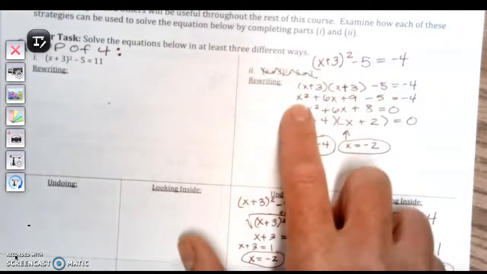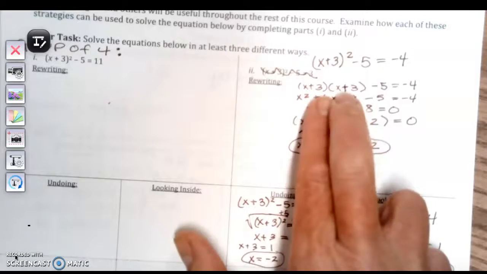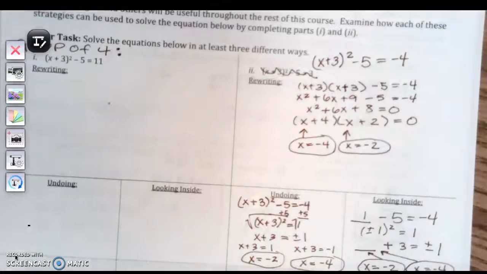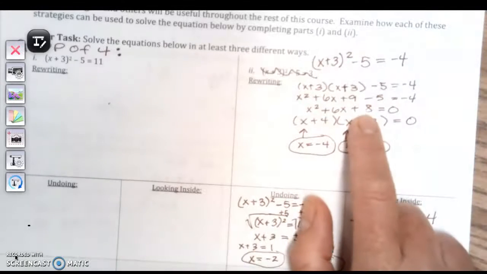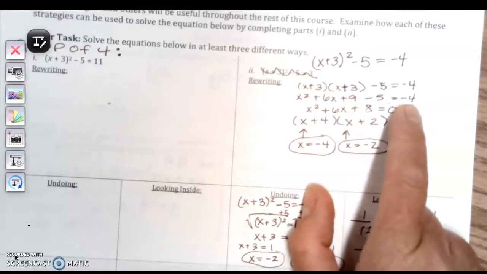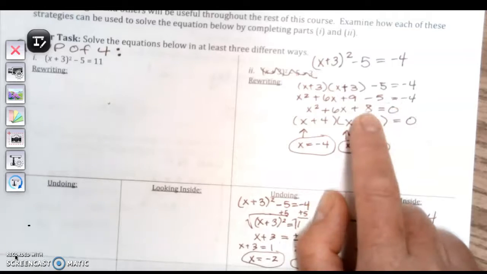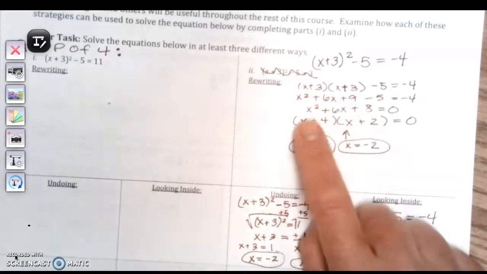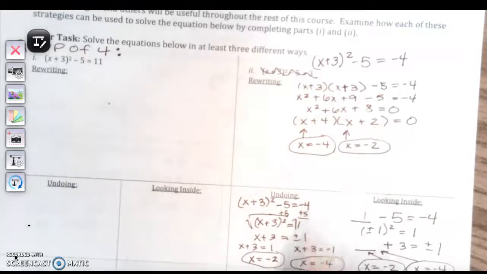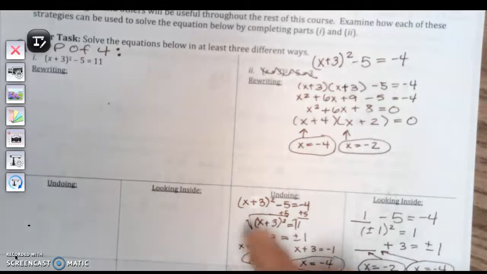X times x gets you the x squared. The outside and the inside gets you the 6x, and the 3 times 3 gets you the 9. Okay? Then we're going to combine that -5 and move the 4 over, and we should get the 8 here. So 9 minus 5 is 4, but when we add this 4 back over, it gives us the 8. So now we've got a new trinomial, and it's set equal to 0, so now we can factor it.